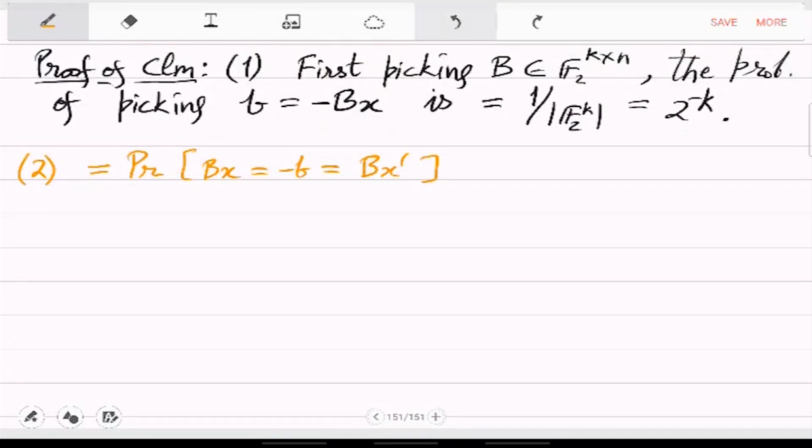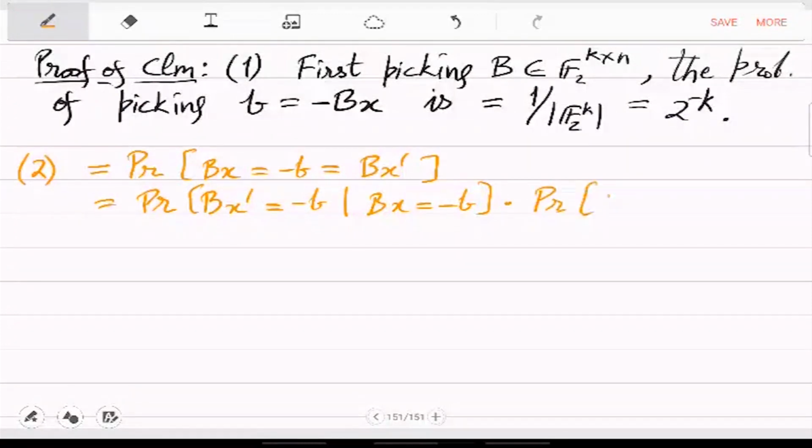And so these are two events, it's an intersection of two events. So let us use conditional probability. So you will get the probability of Bx prime being minus b given Bx is minus b, times the probability that Bx is minus b. Okay, and then we'll simplify this.